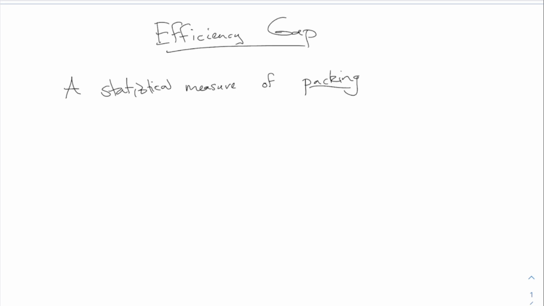Remember, packing is when you pack a district full of members of one party, and you let them win that one, but because you pack them all in, they have a hard time winning any of the others. That's the idea behind packing. And you can actually measure this statistically by counting how many people are overloaded in certain ways. So that's what we're going to talk about, how to do the efficiency gap today.